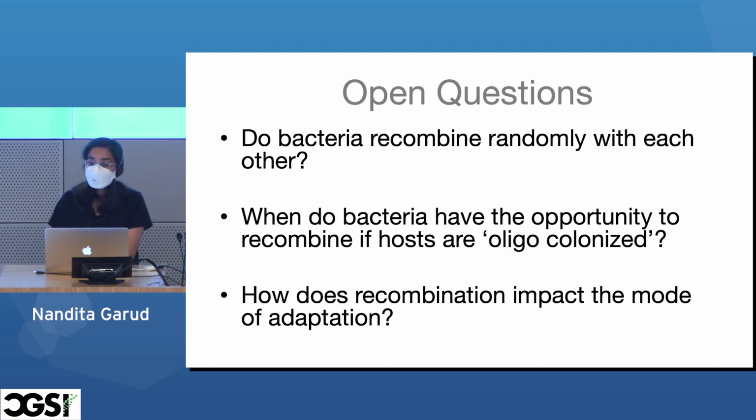Of course, there are tons of open questions. Do bacteria recombine randomly with each other? There's this population structure that we've talked about. How do they get in contact with each other in the first place? When do bacteria have the opportunity to recombine if hosts are oligocolonized, right? And how does recombination impact the mode of adaptation? And these are just a few questions, but we barely have scratched the surface of understanding these forces in the microbiome.